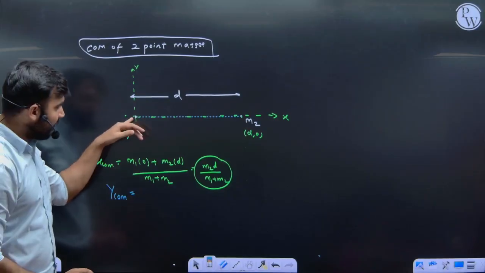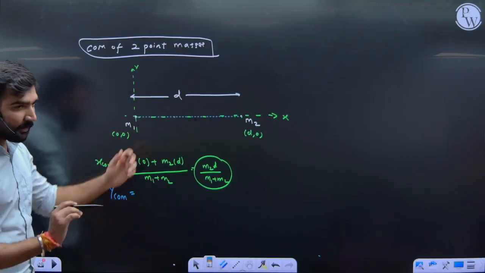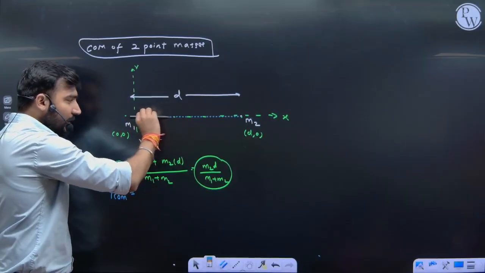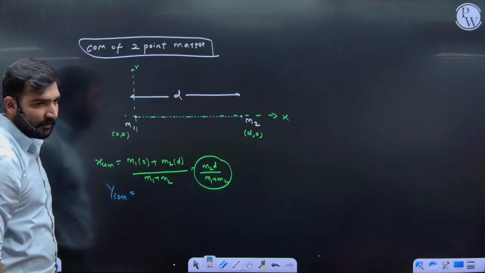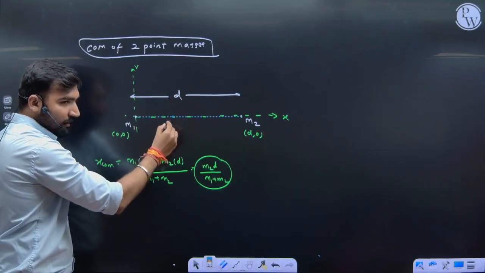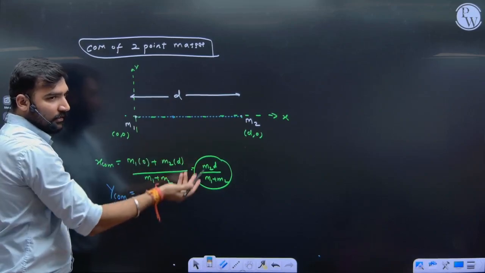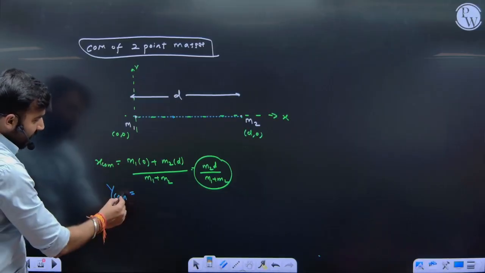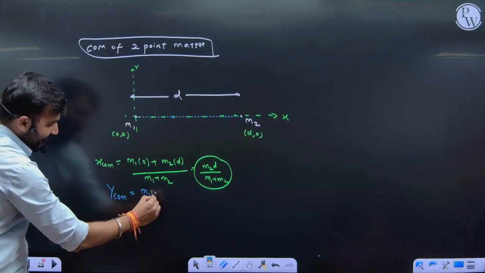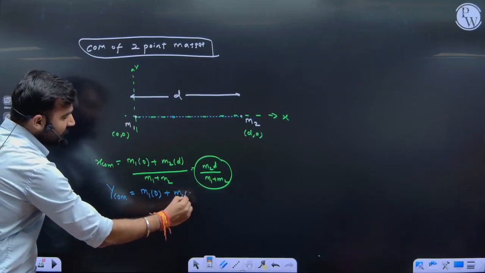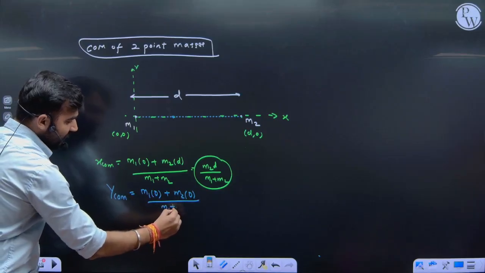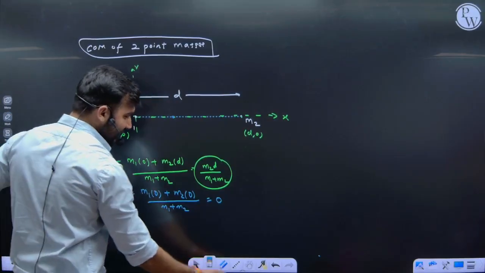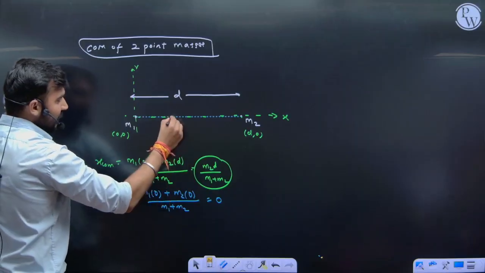Why? If both masses are on the x-axis, their center of mass must lie on this line. If the center of mass is lying on this line, how will its y coordinate come? Let's say the center of mass is here; its coordinate will be x1, comma 0. Y coordinate will be 0. Let's say you don't believe me. Sir, m1 y1 is 0 plus m2 y2 is 0 by m1 plus m2. Now tell me, do you believe me or not? Yes. Okay.